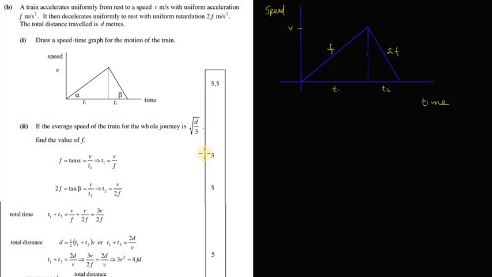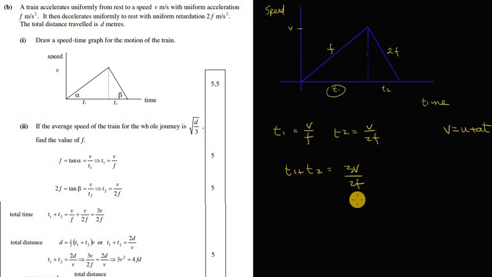So whenever these questions ask for the average speed of the journey, you're always going to be rearranging your time 1 to be v over f, and time 2 is going to be v over 2f. So let's get that bit done. You can get this from the tan like they did here, or you can get it from v is equal to u plus at. The same reasons you're going to be able to rearrange like this. So now my total time t1 plus t2 is equal to, so there's my total time when I add these two up, v over f plus v over 2f, I get 3v over 2f.